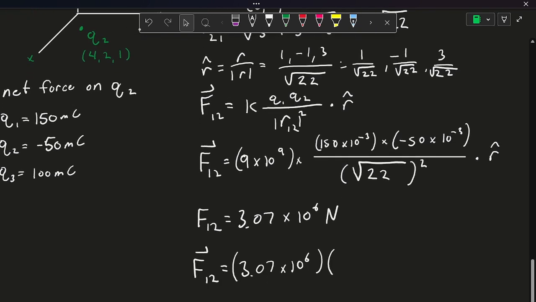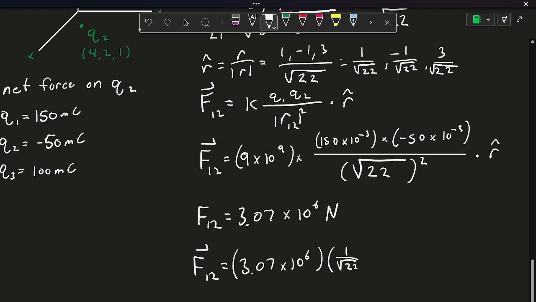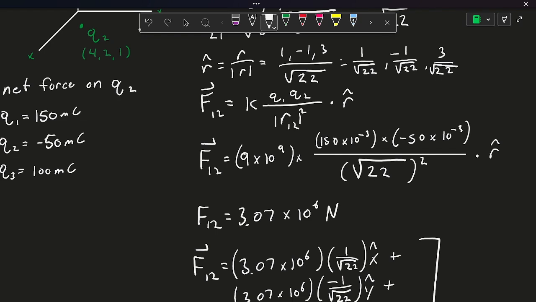So it's going to be times 1 over the square root of 22, x hat, plus the same thing, times negative 1 over the square root of 22, y hat, plus same thing, 3 over the square root of 22, z hat. And that's going to be our final answer for F12.